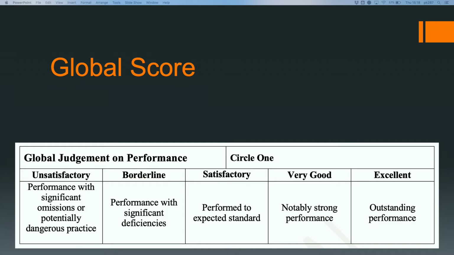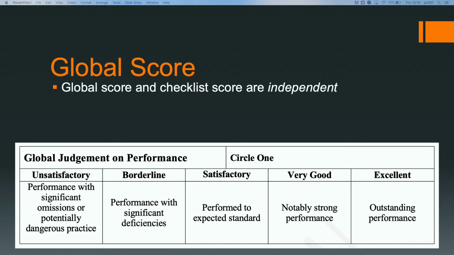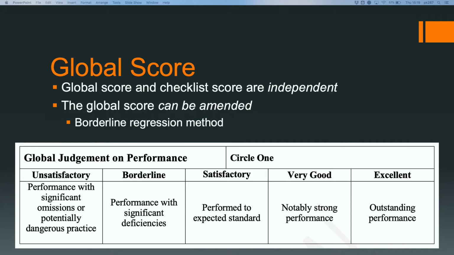You're also asked to give a global score. This is an independent overview of the student's global performance, and you need to know that that can be amended. So you might give the student an unsatisfactory, but using a technique called borderline regression method, we might change that.